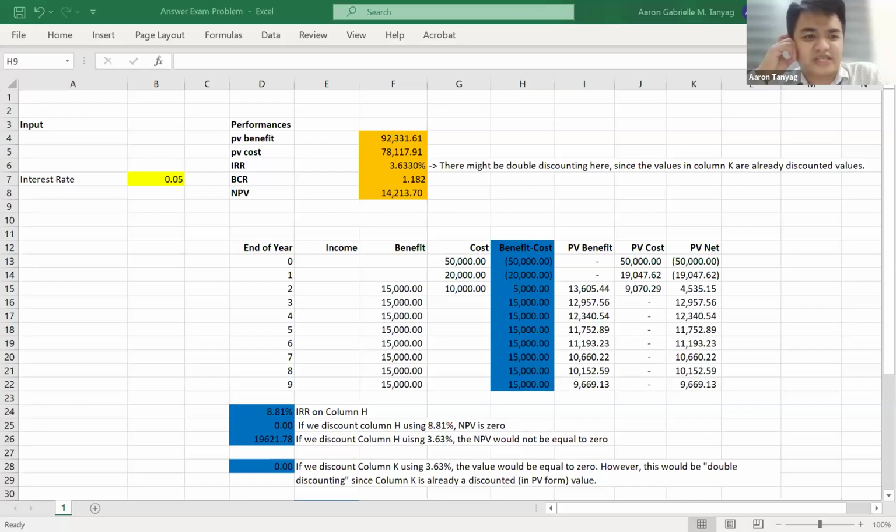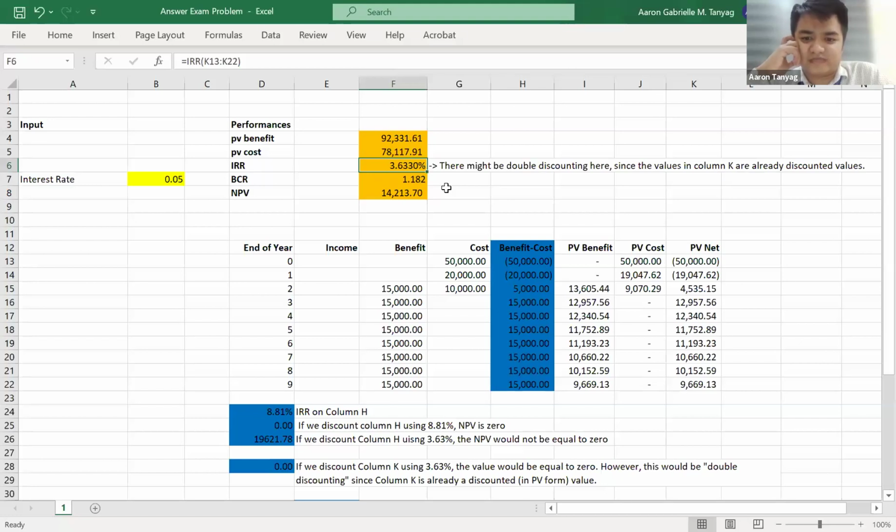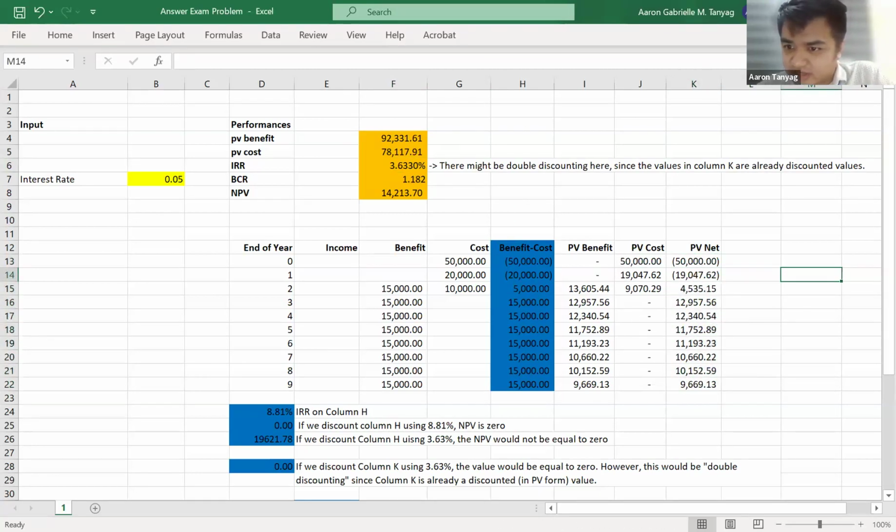So I think this pertains to item number 6 on the calculation of the internal rate of return. Initially, the answer that was presented is based on our previous lesson. The answer would have been 3.63%, and it's based on the IRR of the present value cash flows here in column K.